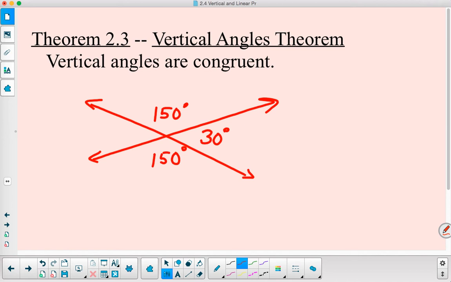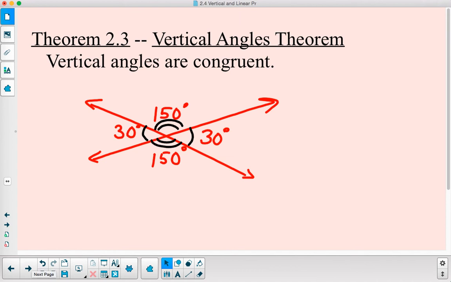And go to the last angle. Again, a linear pair, 150 and 30 would be 180. Now if you look at the diagram, do you see the vertical angles that are congruent? These two vertical angles are the same degree measure. And then these two are the same degree measure. So vertical angles theorem, a theorem can be proven. So we can prove this one by using the linear pairs of angles.